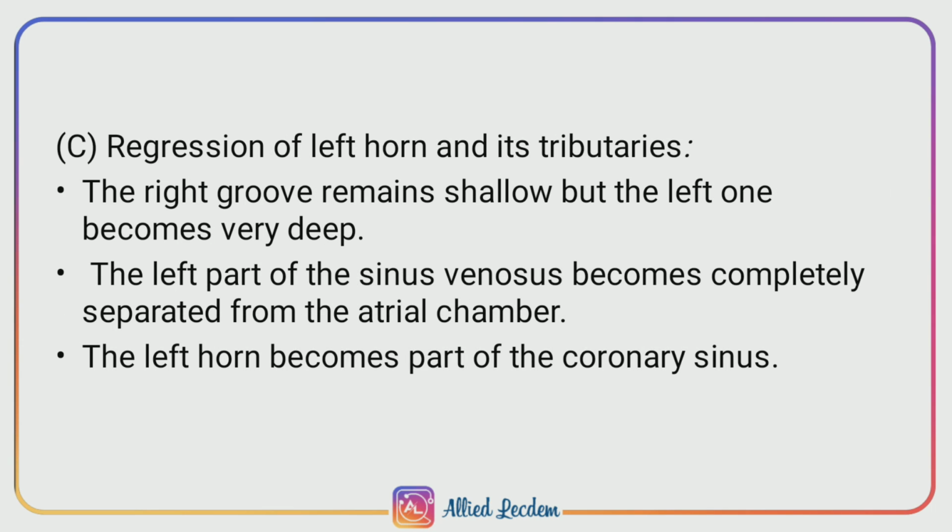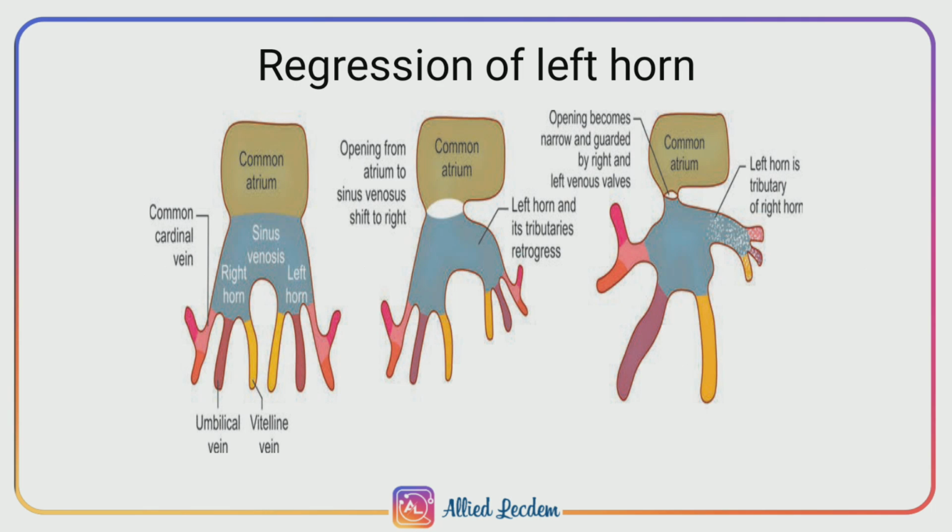Regression of the left horn and its tributaries. The right groove remains shallow, but the left one becomes very deep so that the left part of the sinus venosus becomes completely separated from the atrial chamber. Simultaneously, the left horn of the sinus venosus and its tributaries become much reduced in size, and finally the left horn remnant becomes part of the coronary sinus.